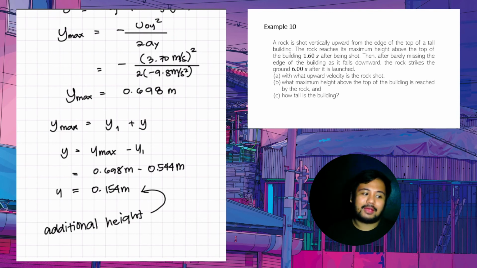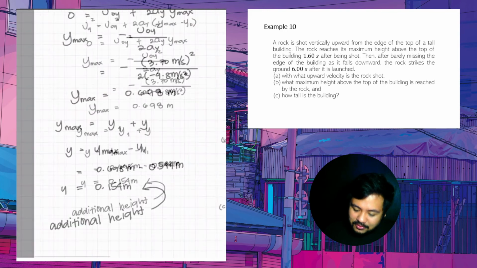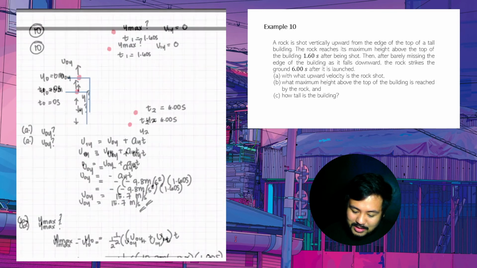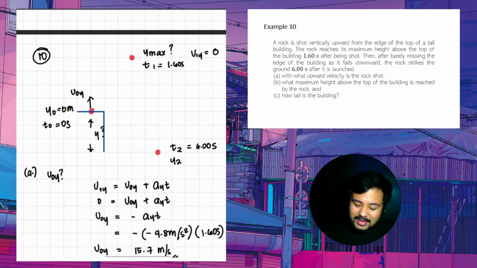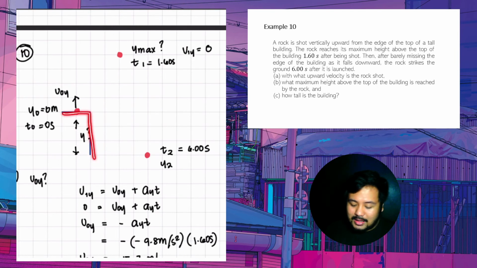Letter A. With what upward velocity is the rock shot? B. What is the maximum height above the top of the building reached by the rock? And C. How tall is the building? So for this one, it's better for me to illustrate. So we have here the building. This is the building. And then I have here the rock, color red. And then it will be vertically shot upward.